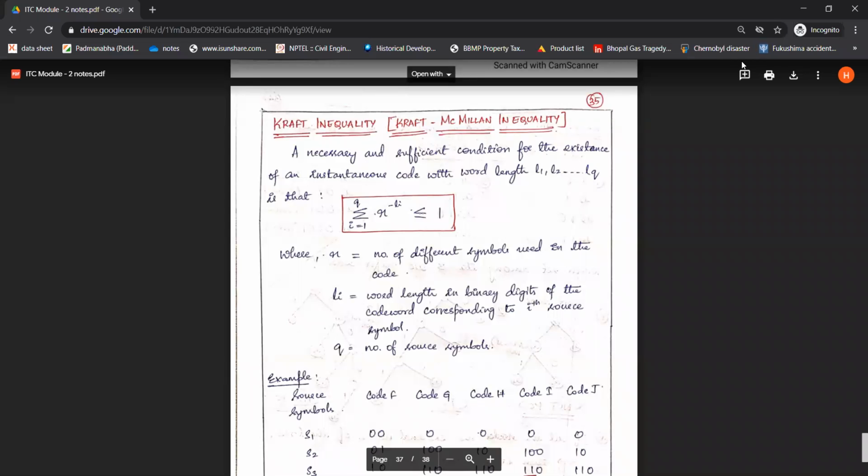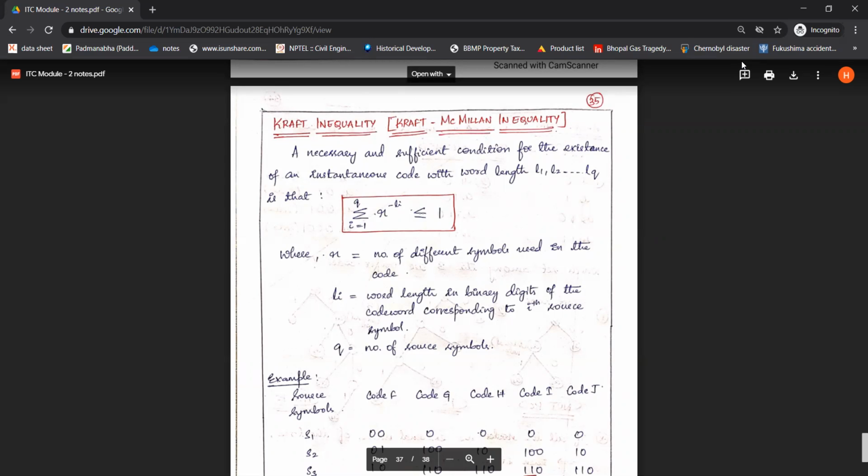Hello everyone. In this session, we will be studying the Kraft inequality, which is otherwise called the Kraft-McMillan inequality. From this inequality, we can identify whether we can construct an instantaneous code or not. It is a necessary and sufficient condition for the existence of an instantaneous code with word lengths L1, L2, L3, and so on till Lq.